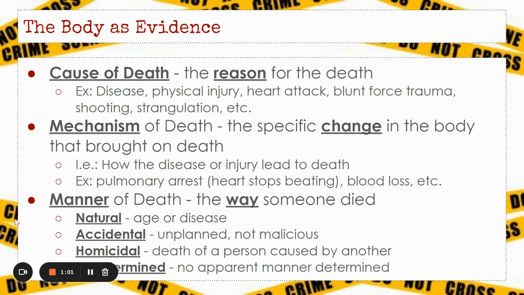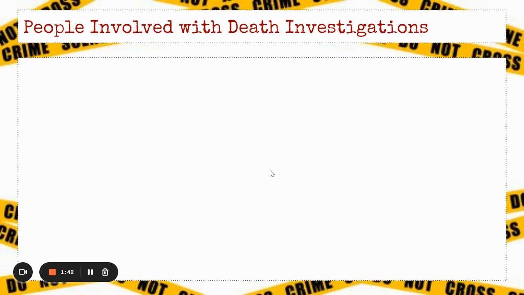Manner of death. There are only a couple different manners of death. There's 5 of them. The 4 that we're going to talk about describe the way that someone died. So the 4 we're going to discuss are natural manner of death. So that would be they died of old age or a known disease. Accidental would be something that's not planned, not malicious. Homicidal, death of a person caused by another. So in the case of like a murder. Or undetermined. So there's no apparent manner when first looked at the body. We may do an autopsy to determine the cause of death if it's undetermined, just based on preliminary observation.